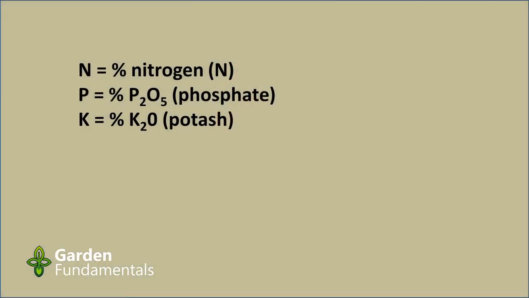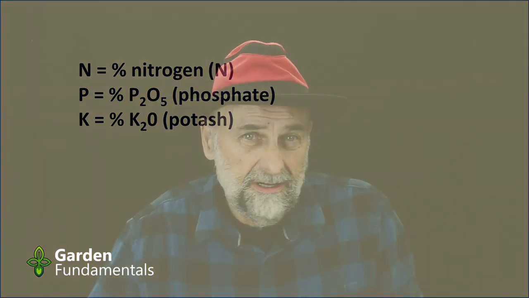Now, why did these things suddenly become involved in the NPK? Well, it's a historical thing. It has to do with the way these were measured many years ago, and we continue the tradition. So when we report an NPK, it's the percent nitrogen, the percent P2O5, and the percent K2O. It's not the percent N, the percent P and percent K.